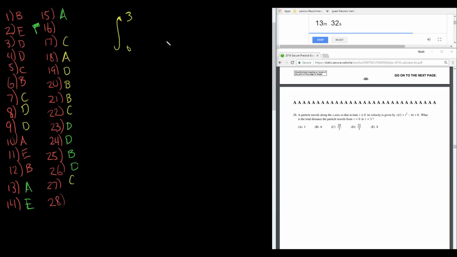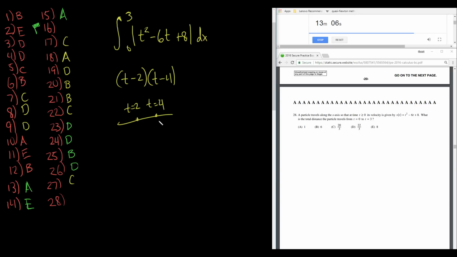All right, from 0 to 3 of the absolute value of t squared minus 6t plus 8. And the way we can do this is we can figure out where this equals 0, so where it switches, essentially by factoring. So that's going to be t minus 2 times t minus 4. So it switches at t equals 2 and t equals 4. So at t equals 0, this is just positive, and then from t is 2 to 4 negative.